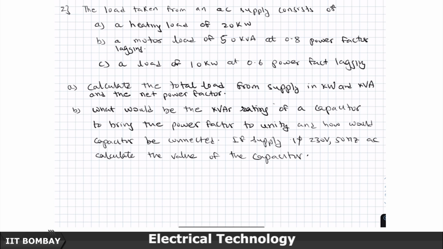Calculate the total load from the supply in kilowatts and kVA also, and the net power factor. And what is the B part? What would be the kVAR rating of a capacitor to bring the power factor to unity, and how would the capacitor be connected? That should be connected in shunt.